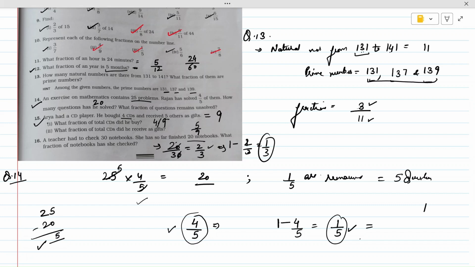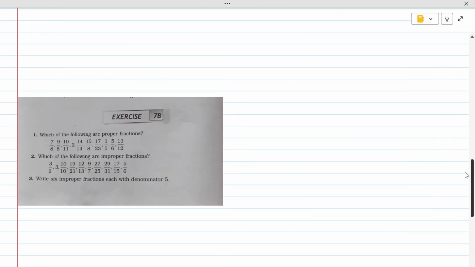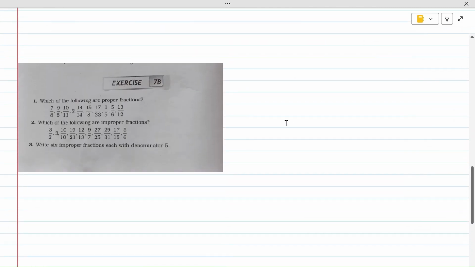Okay. So kids, this is an easy exercise and we have to do homework also. So I have given you the questions which you have to cover as homework. Now let's try to do the next exercise, that is 7B today, which is very easy. See, first question is, which of the following are proper fractions?